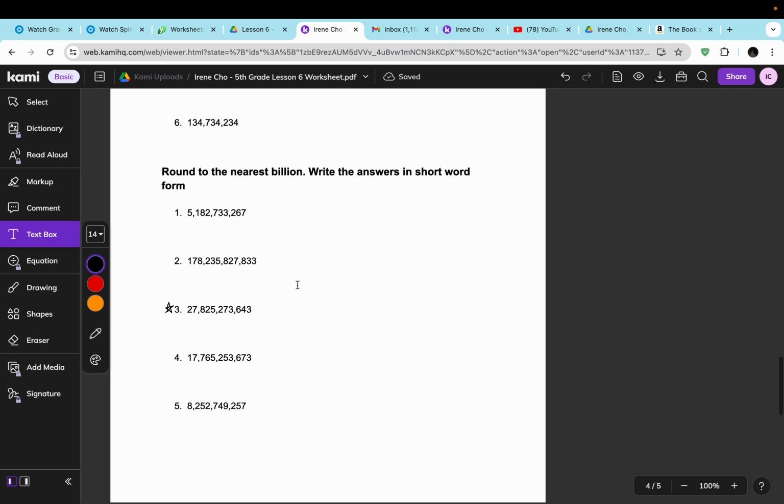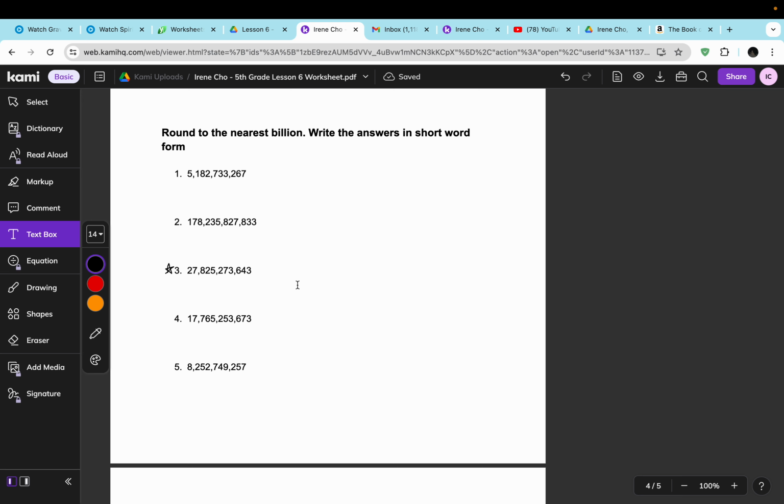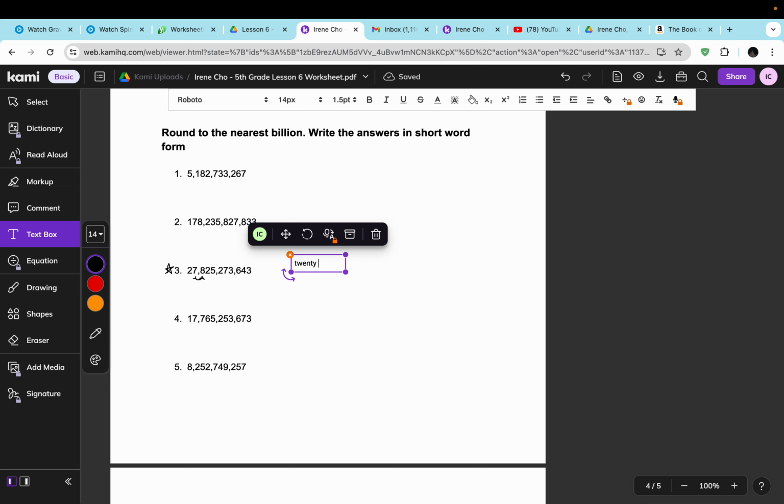Moving on, it says round to the nearest billion, write the answer in short word form. So again, it's the same thing as above, but it's to the billion. So ones, tens, hundreds, thousands, 10,000, 100,000, million, 10 million, 100 million, and then billion. So the 7 is the millions place. We look at the number afterward. It's an 8. Since 8 is greater than 5, the number would go up. So it would be 28 billion. So we have to write that in short word form. So that would be 28 billion.